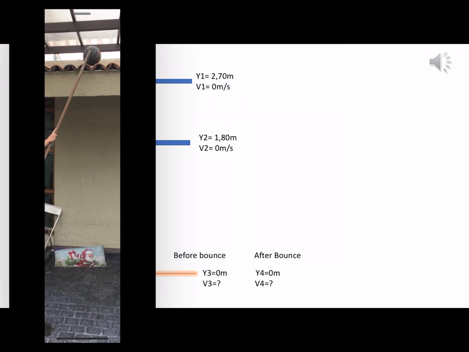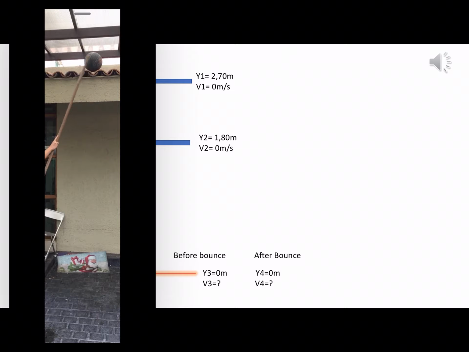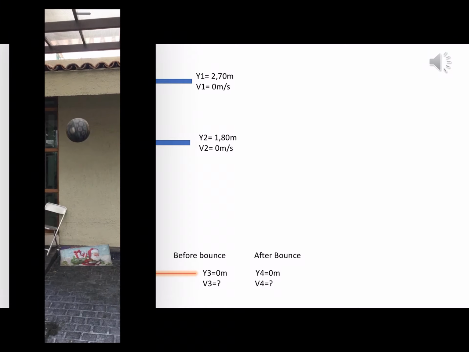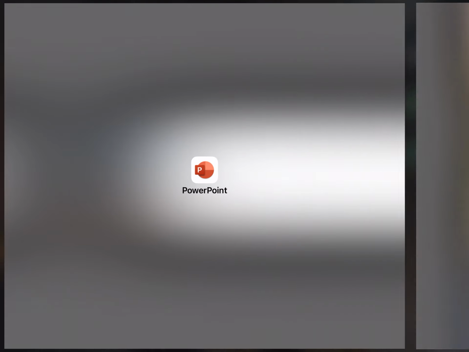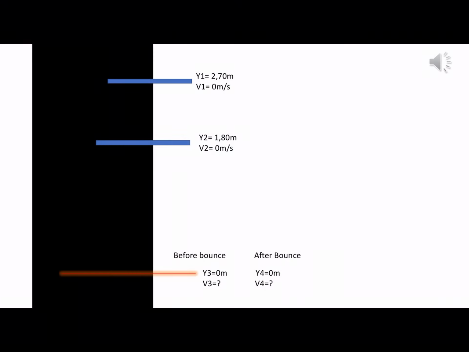because we have the ball at 2.7 meters, and we think that the velocity there is going to be greater than the second one when the ball reaches the 1.8 meters.